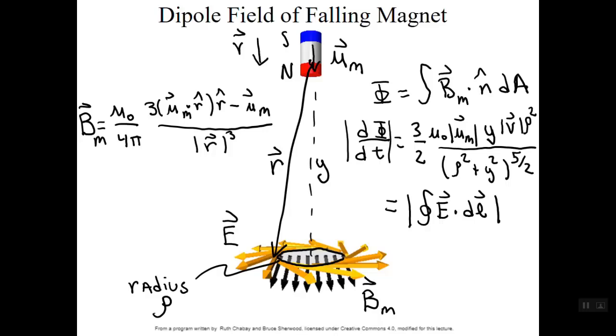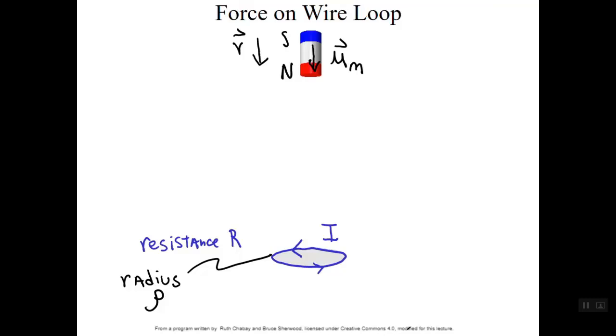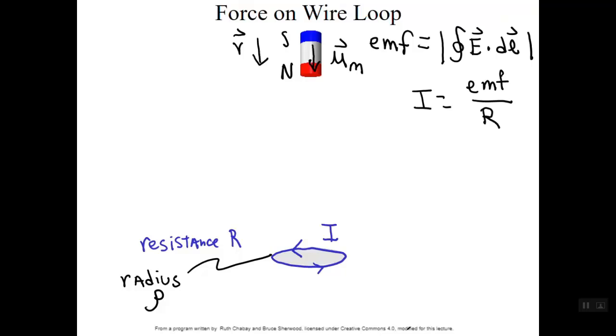Now if we have a wire loop that follows this path, we know that an induced conventional current, capital I, will arise. We can find I knowing the resistance, capital R, and the EMF, which we just stated on the last slide. I will just then be the EMF divided by capital R.